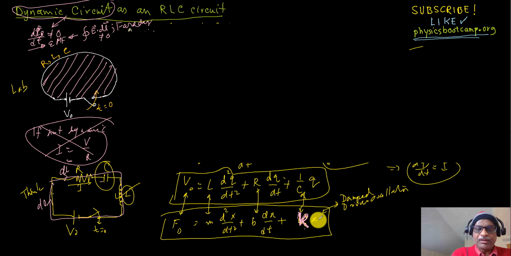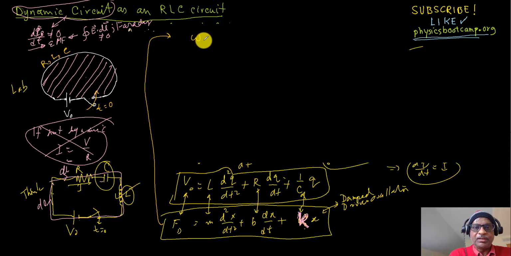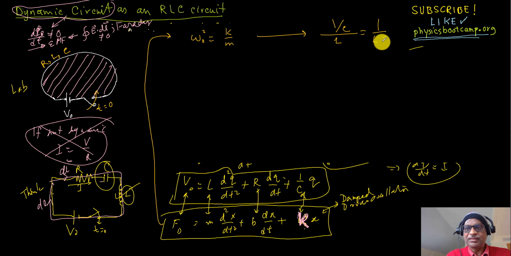So based on these, you have omega naught square equals k over m. So that will go into 1 over c. Omega naught square will become 1 over c over L, which is 1 over LC. So there's a natural frequency in the circuit, and the natural frequency and the damping parameter are such that it's going to oscillate.